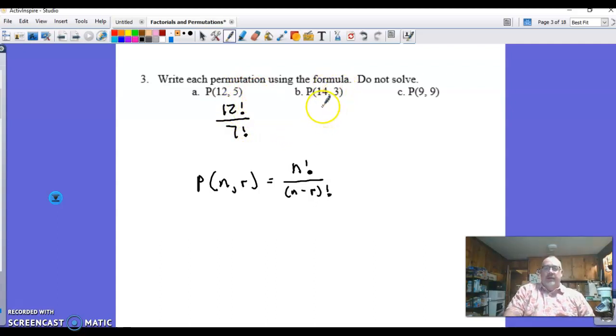So 14P3 is 14 factorial divided by, oh, why did I say 3? Then subtract: 14 minus 3 is 11 factorial. And 9P9, this is where I was saying earlier, it'd be 9 factorial divided by 0 factorial. That's why it's important to remember that 0 factorial is just 1. So 9 factorial divided by 1 is just 9 factorial.